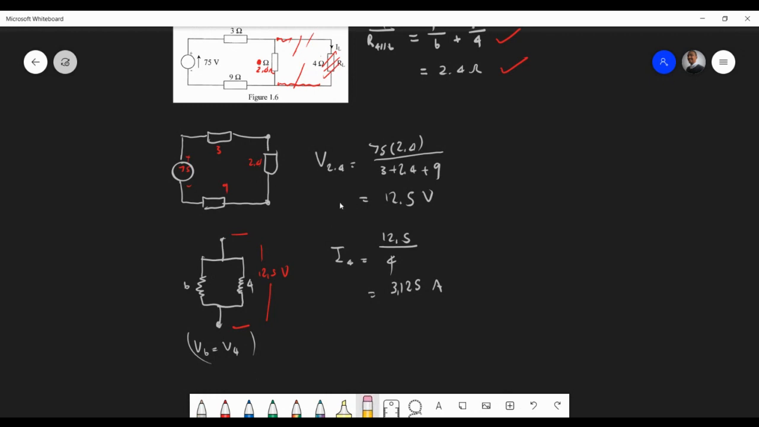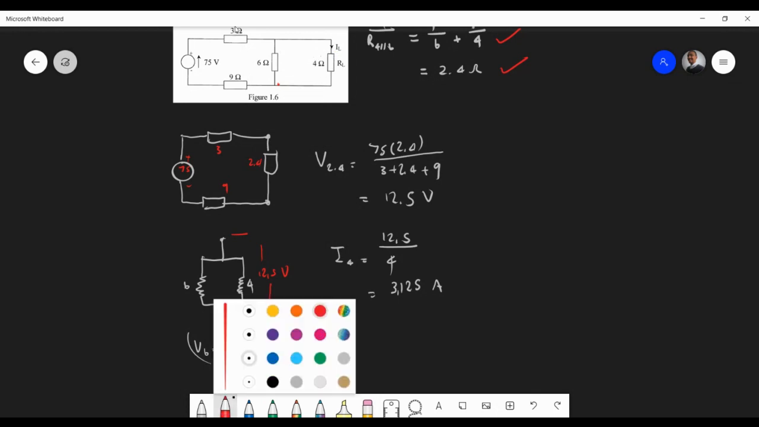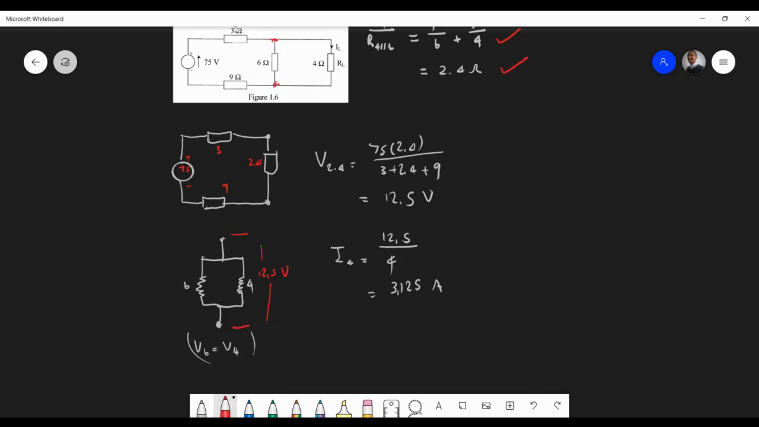Let me just erase this. Remember, this is parallel over here, so the voltage here is exactly the same as the voltage over here. That's the reason why. Once you find the voltage, I am just arranging it in a way that it looks like it's parallel, because they are essentially parallel. Because they're parallel, we know that the voltages are the same and the current splits. Then we can find the current going through the 4 ohm resistor.